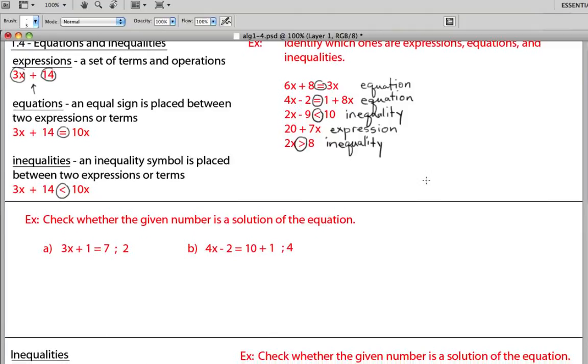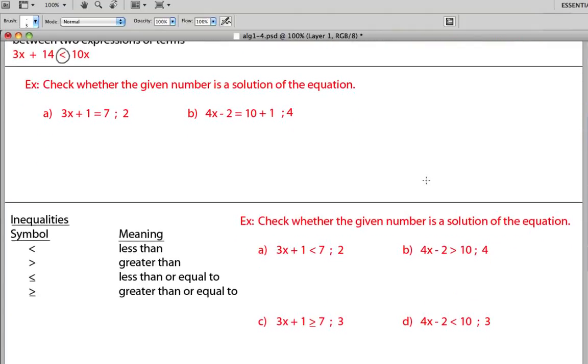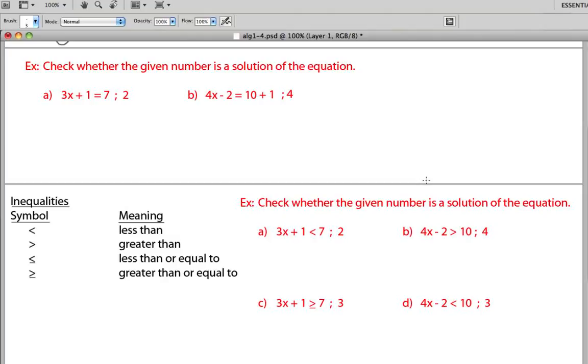Let's look at this example. It says check whether the given number is a solution of the equation. So when they say given number, it's referring to this number after the semicolon. So the question is asking, if I put this number in for x, will this equation be a true statement? So let's find out. So 3x means 3 times x. So in this case, we'll do 3 times 2. Now notice that I don't put the equal sign here because I don't know if they're equal yet.